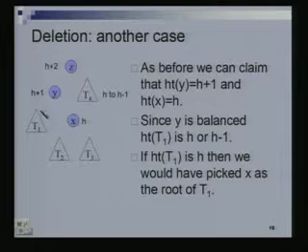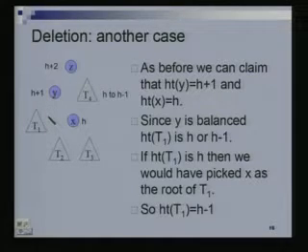I can't say I'll pick the left child or the right child. I'll pick the left child if Y is a left child of Z. If Y were a right child of Z, then I'll pick the right child. Since such was not the case, if the height of T1 were h, then I would have picked X as the root of T1. So the height of T1 is h minus 1.